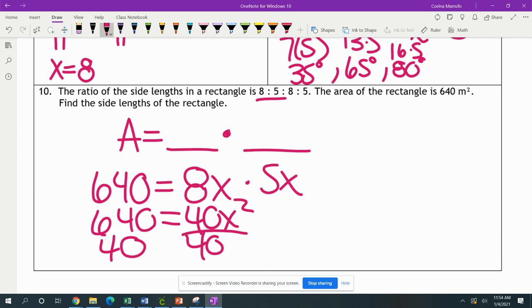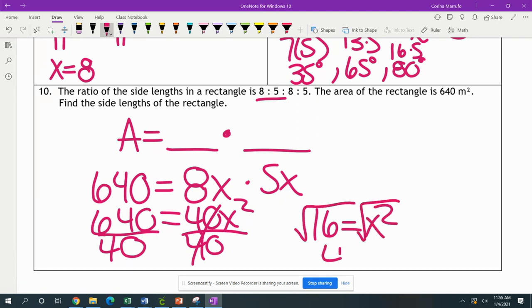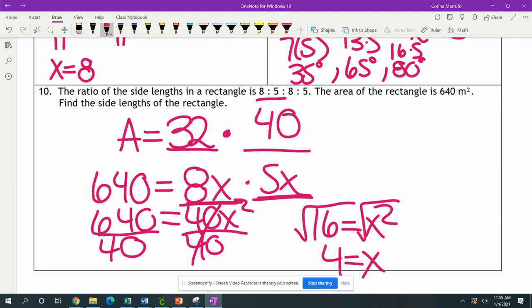So 640 divided by 40 gives us 16. So we get 16 equals x squared. We take the square root to solve for x, and we get x is equal to 4. So then when we plug this in, 8 times x, so 8 times 4 is 32, so one of the sides is 32, and then 5 times 4 is 20.